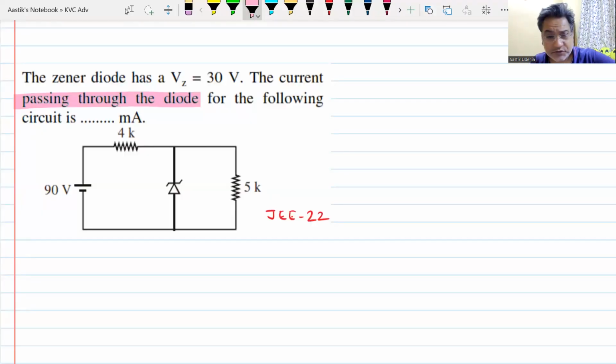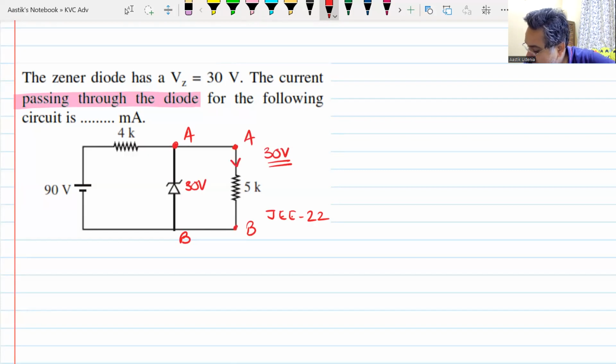So how are you supposed to do this? Between these two points, point A and point B, how much will be the potential drop? Can you tell me? 30 volt, because that is the Zener breakdown voltage. So that means the potential difference between this point and this point will also be 30 volt. Yes or no? Yes, sir.